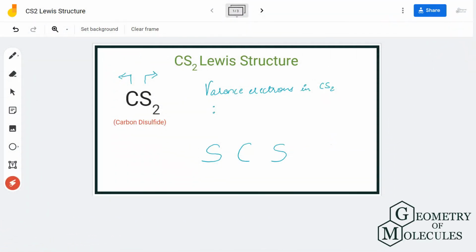Hi guys, in this video we are going to determine the Lewis structure for carbon disulfide. It is made up of one carbon atom and two sulfur atoms.